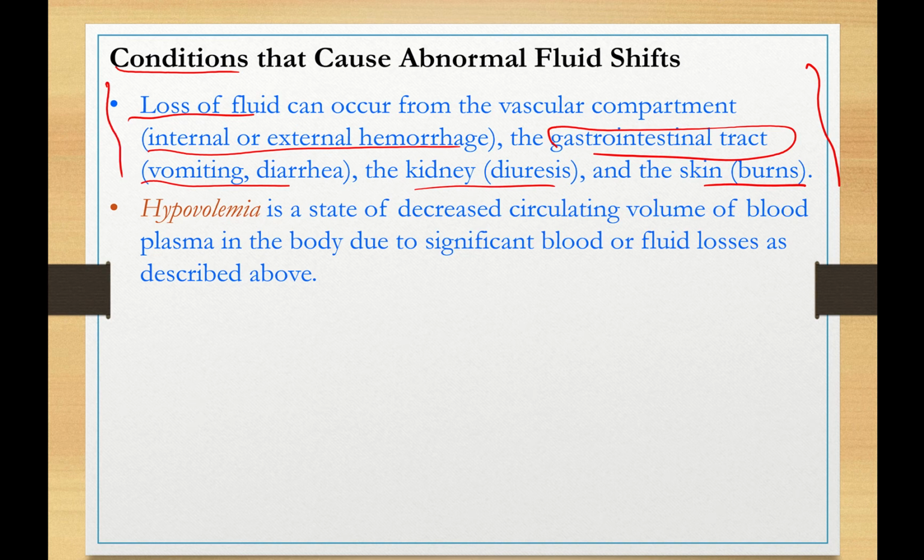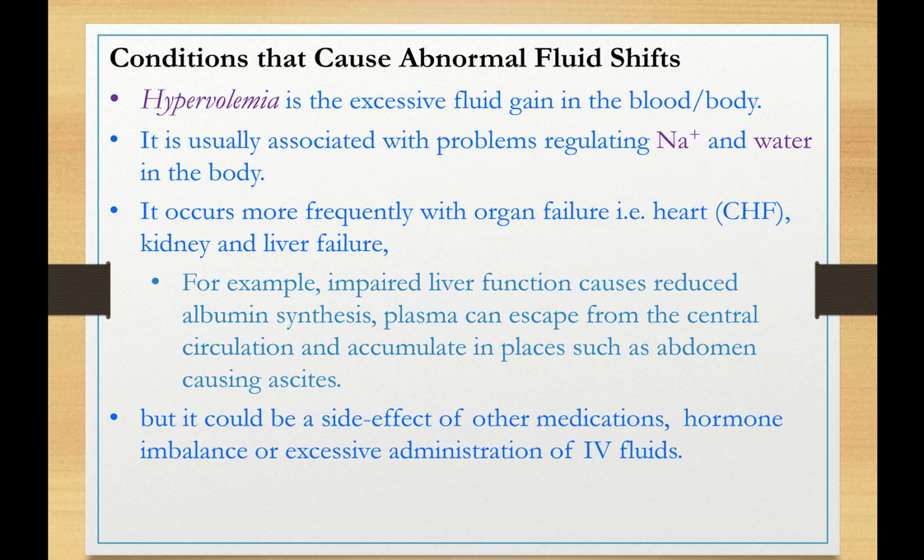Now also the term hypovolemia, the definition is a state of decreased circulating volume of blood plasma in the body due to significant blood or fluid losses as we described here. Now hypovolemia, of course, is frequently or almost always related to a decreased blood volume, okay, in the body, not the body volume, not body fluids, but blood fluids specifically.